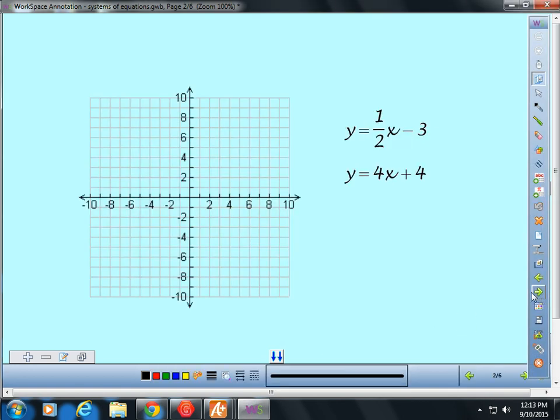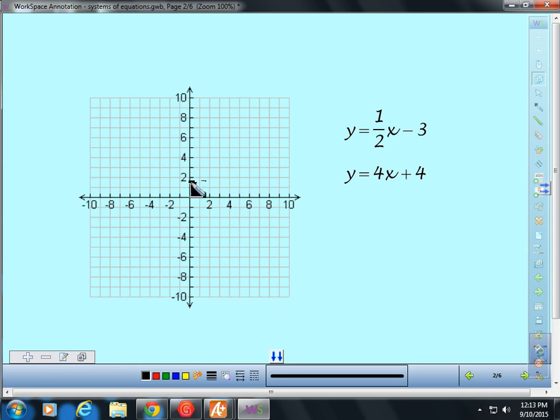Okay, so a system of equations, you're going to have at least two equations, sometimes more. The more variables you have, the more equations you're going to need. So here we have two variables, so we have two equations. If I had three variables, I would need at least three equations. Graphically, it means you, first of all, graph, right?